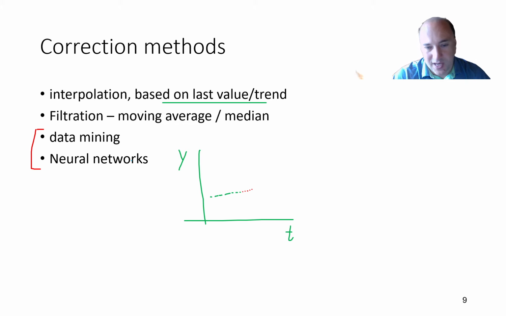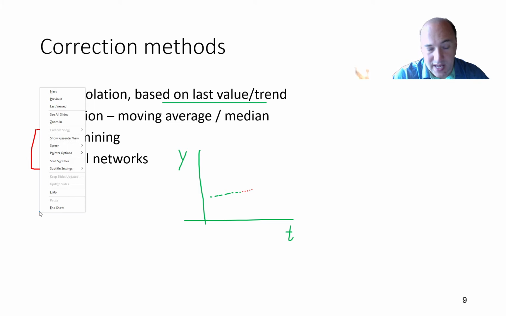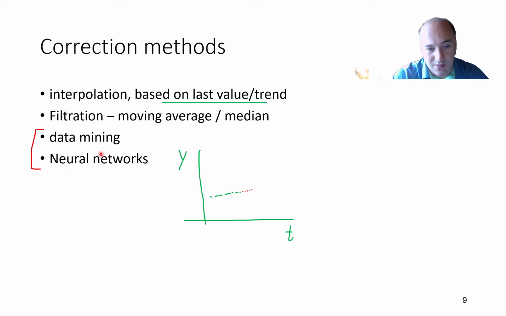Then the second group will be the correction methods, and those methods are able to not only say that there's something wrong with my signal, but they also can tell me how I can remove this problem in a short period of time. One very simple example is you can interpolate your data.